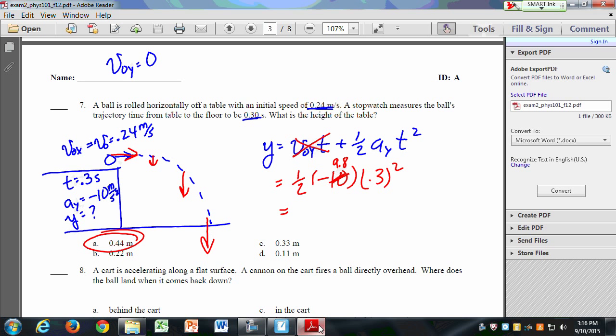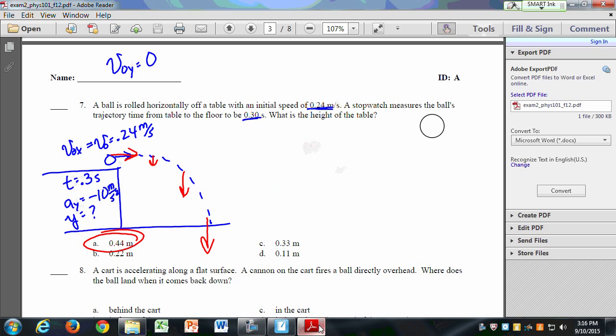Another question I could ask, and I have asked this on a test, can I erase this? I could ask, this is a little more complicated, but not a lot more: what is the final speed?